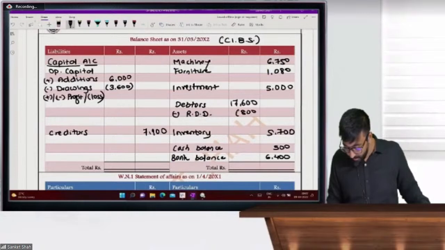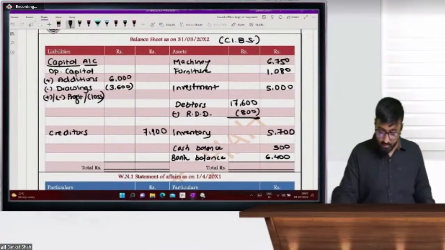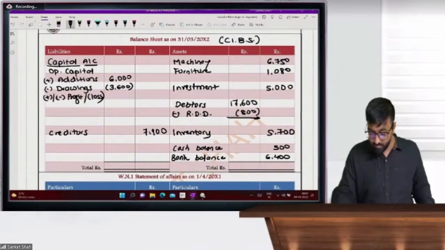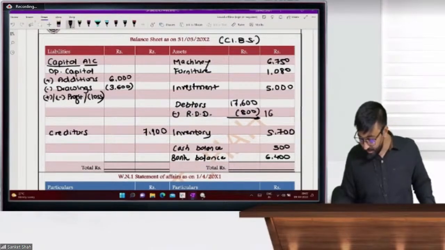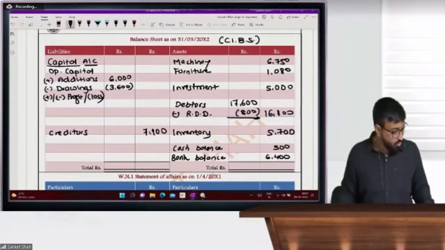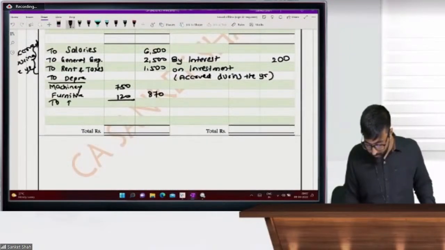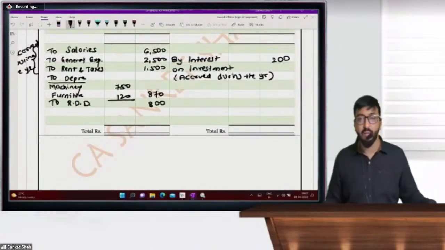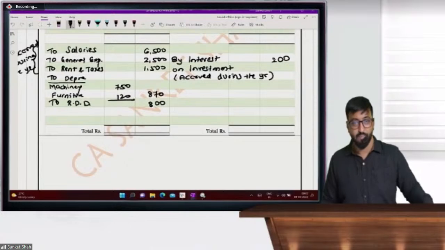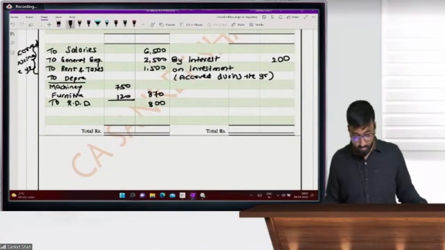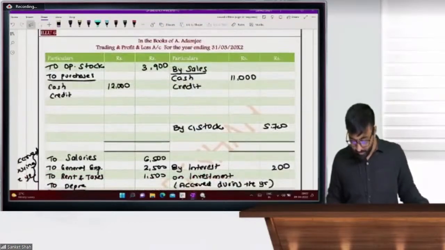800 deducted from debtors, RDD. Beta, we have to go line by line. 16,800. You do not have a calculator? Then do it. To RDD in P&L debit, RDD 800. Over. Yes, whole problem over.